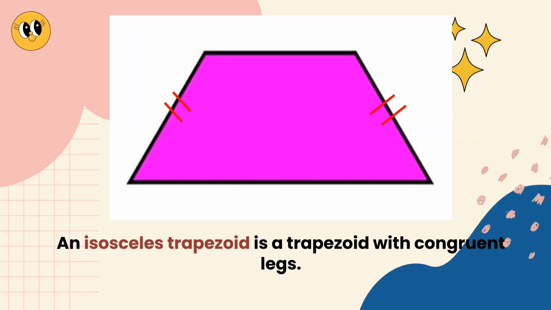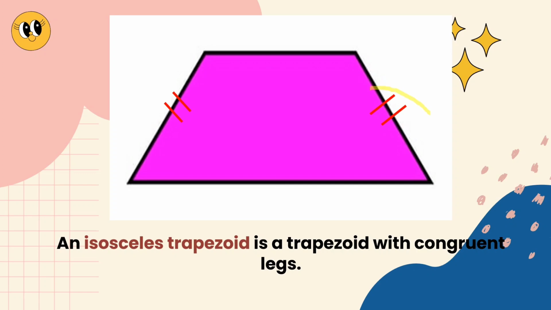Our last topic was all about the median of a trapezoid. Now, what if the legs of the trapezoid become congruent? What must be true about its base angles and its diagonals? In this video, our topic is all about the theorems on isosceles trapezoid. But before that, let us define isosceles trapezoid. An isosceles trapezoid is a trapezoid with congruent legs.